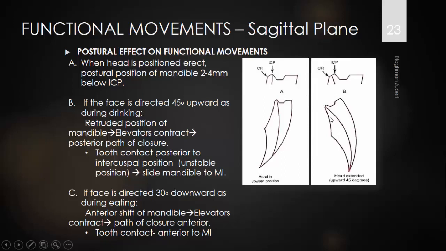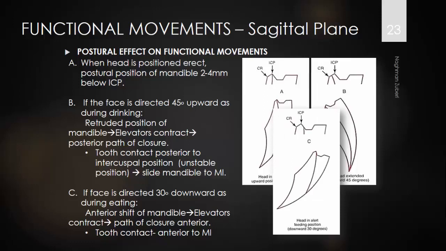If face is directed 30 degrees downward, as during eating, anterior shift of mandible will be there. The elevator muscles will contract and path of closure will be slightly anterior. Teeth will come in contact anterior to the maximum intercuspation position, like this over here. This is the maximum intercuspation position. Teeth will come in contact anterior to it. This is how we see it. So this is the position for eating.